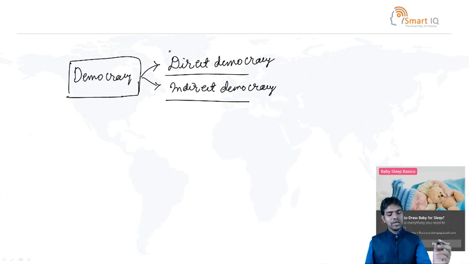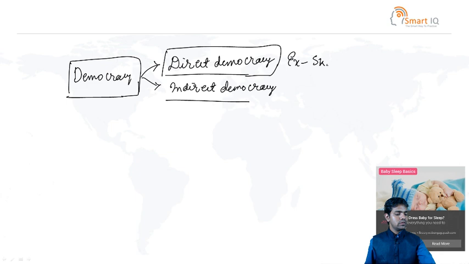What is direct democracy all about? In direct democracy, the people exercise their power directly. Here, in a direct democracy, the people themselves govern. An example is Switzerland. The Swiss follow direct democracy.